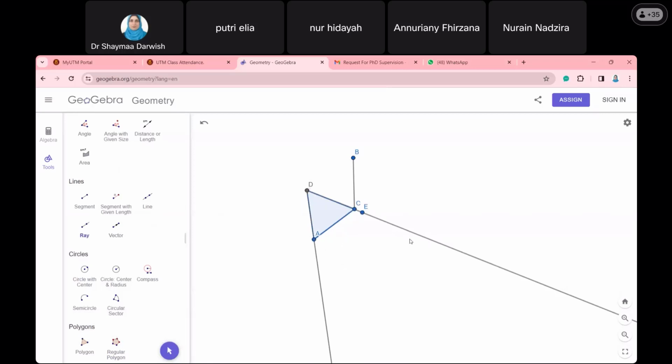How can I do this? Because the second axiom of Euclid states that if you have a line segment, you can extend it infinitely from both sides. So I will extend DC, and also I will extend DA.